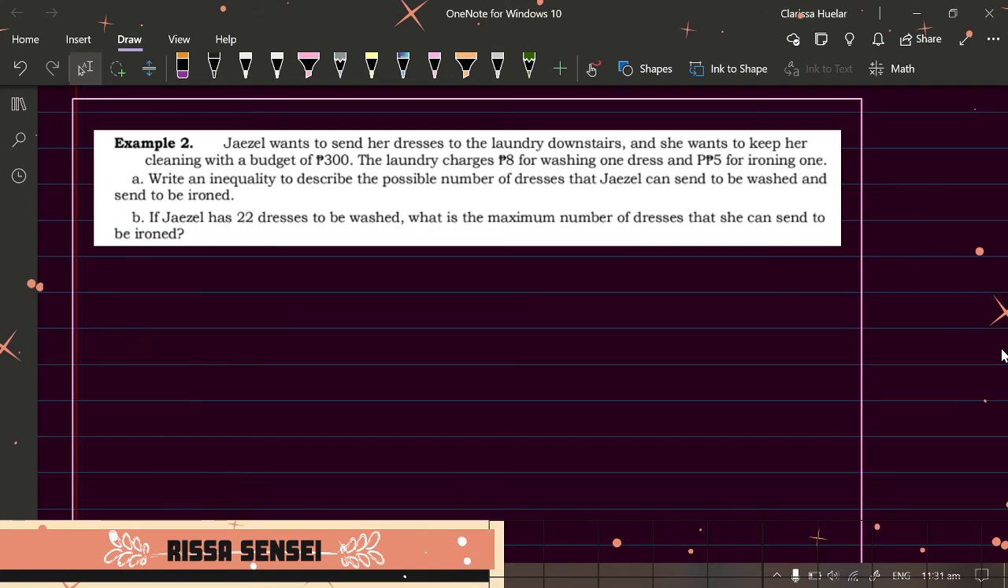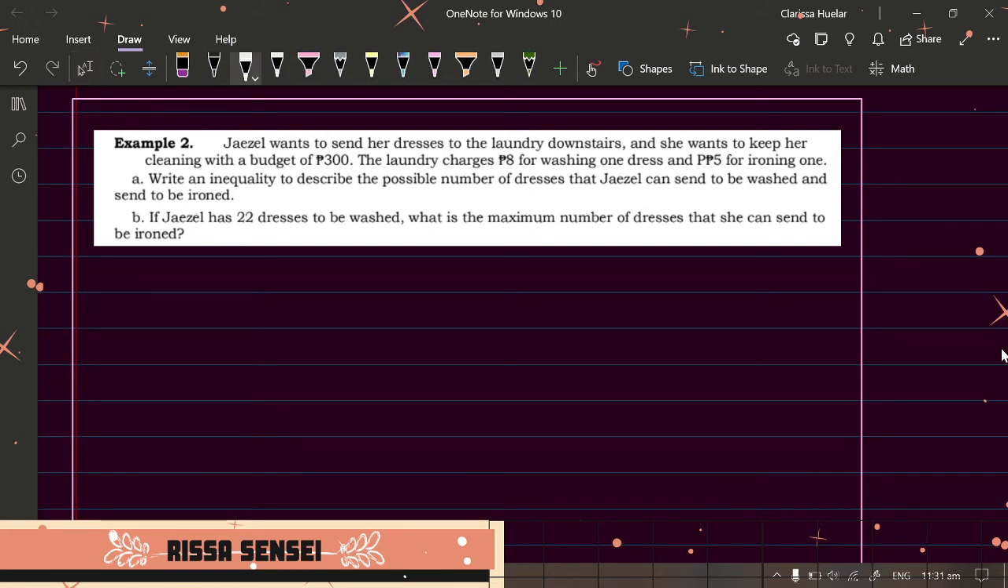Number 2, Giselle wants to send her dresses to the laundry downstairs and she wants to keep her cleaning with a budget of 300 pesos. The laundry charges 8 pesos for washing one dress and 5 pesos for ironing one. A. Write an inequality to describe the possible number of dresses that Giselle can send to be washed and sent to be ironed. B. If Giselle has 22 dresses to be washed, what is the maximum number of dresses that she can send to be ironed?